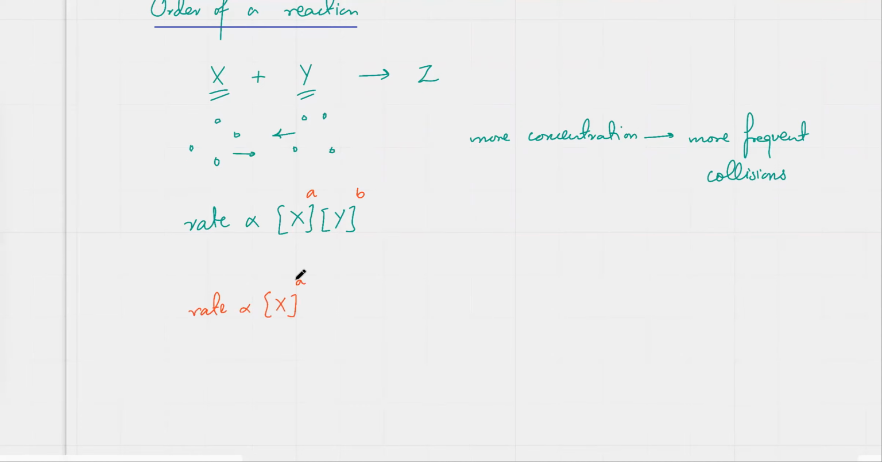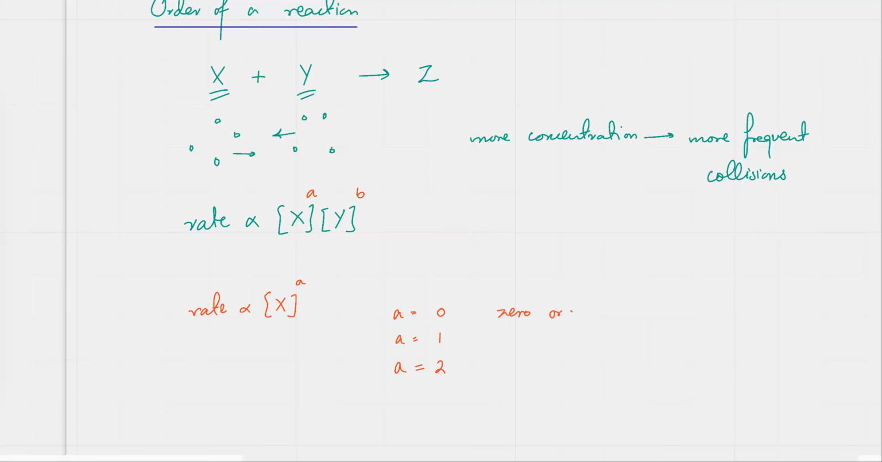A determines how the rate depends on it. Like if you increase the concentration of X, how would the rate increase? A is known as the order, and we're going to study three values. A can have a value of 0, that is zero order. A can have a value of 1, that is first order, and A can have a value of 2.